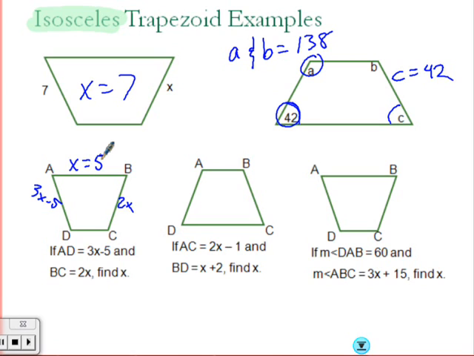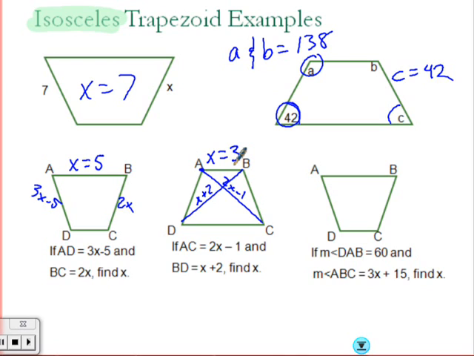On the bottom middle one, AC, this diagonal right here, is 2x minus 1, and BD, this diagonal right here, is x plus 2. If we set those equal to each other, because the diagonals of a trapezoid are congruent, we get x equals 3.